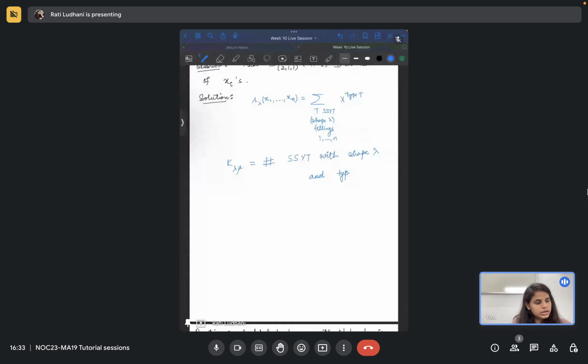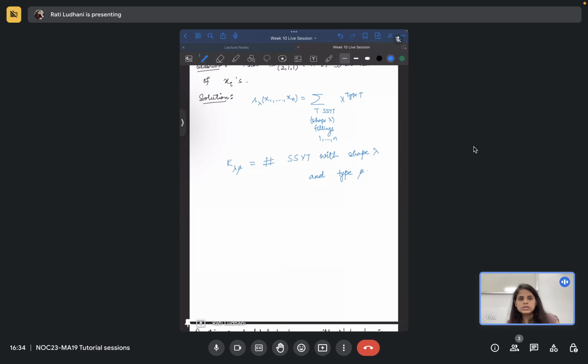Okay, this is the cardinality, but now you need to find out how many semi-standard tableaux you can have. If you add them, you will get the monomial symmetric polynomial, and you get the coefficient to be K lambda mu. So this is the expanded version. Either way is fine. So let's try to calculate with a semi-standard tableau. What does that mean? I'll let you know.